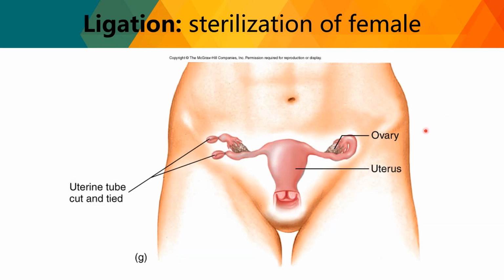So this is actually how tubal ligation happens in females. So if this is the uterine tube, it is being cut and it's also being tied. Okay, so again, kapag tied na siya, of course, the flow of the oocyte will no longer be successful going to your uterine tube and then eventually to the uterus. So this is actually how sterilization happens in females.